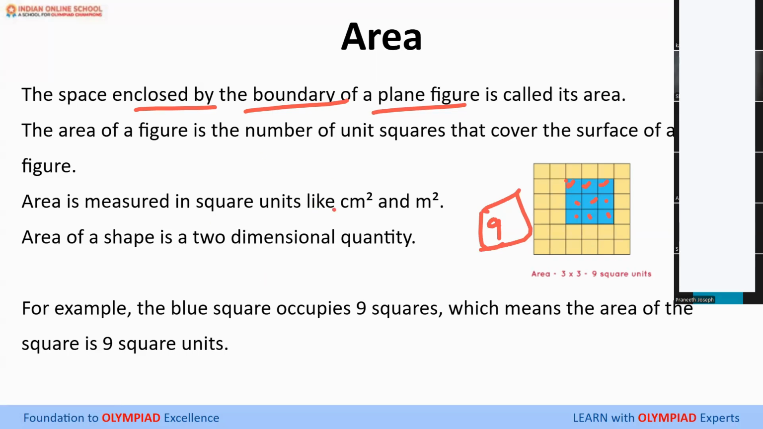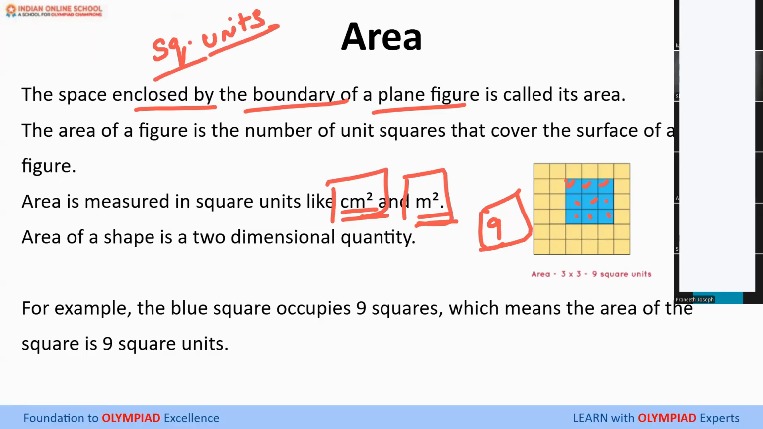Now, the unit of area is centimeter square and meter square. Why is it centimeter square? Area is always measured in square units. Why is it measured in square units? I'll tell you in the coming slides. There is a logic behind it, okay? It's not like randomly out of nowhere we are doing it.